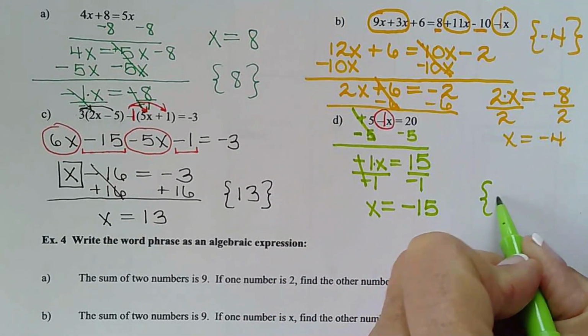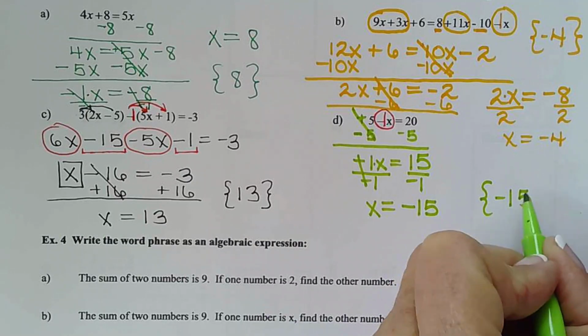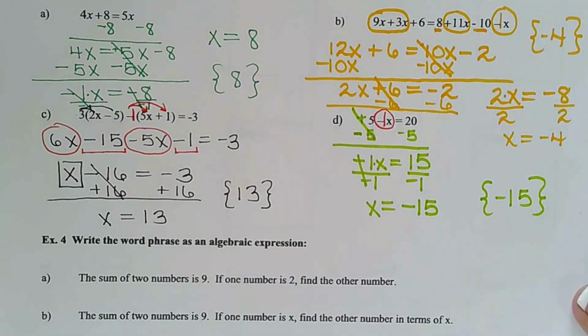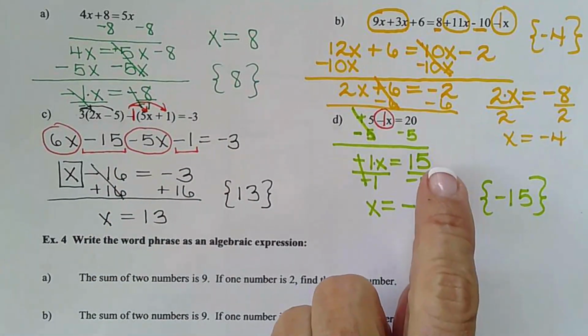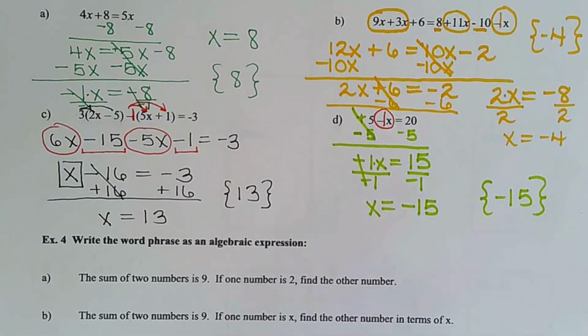But if you struggle with signs, just follow it up with your calculator to make sure you didn't make any sign errors. You can certainly type in negative 15 divided by negative 1 on your calculator, or positive 15 divided by negative 1. So don't guess on tests. That's why you have a calculator.